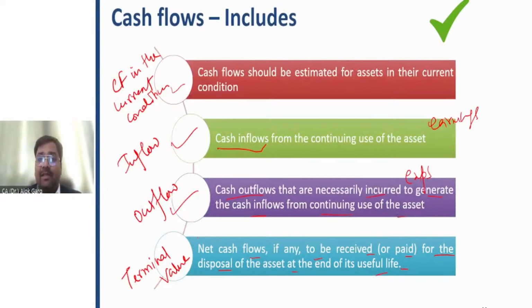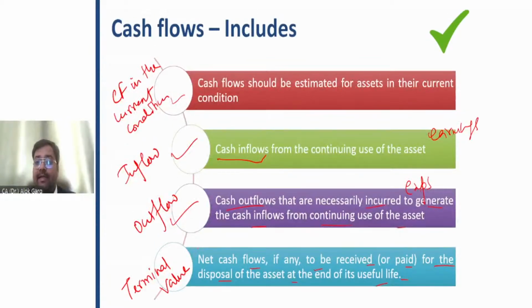So while estimating the cash flow, you have to estimate the cash flow in the current condition. Second, you have to estimate the cash inflow from the continuing use of the asset. You have to estimate the cash outflow which is necessary to be incurred for generating this inflow. And whatever you will get at the end of the useful life of the asset, you have to estimate that as well, right?